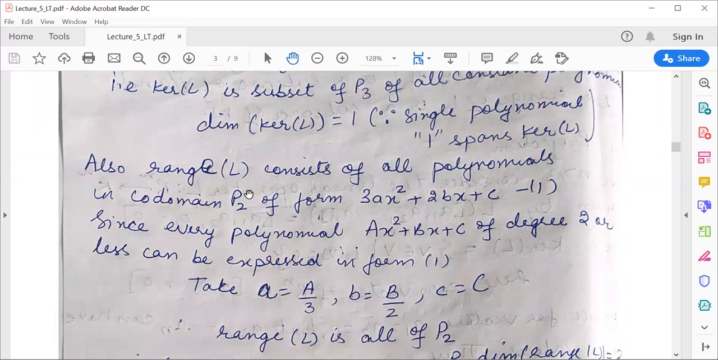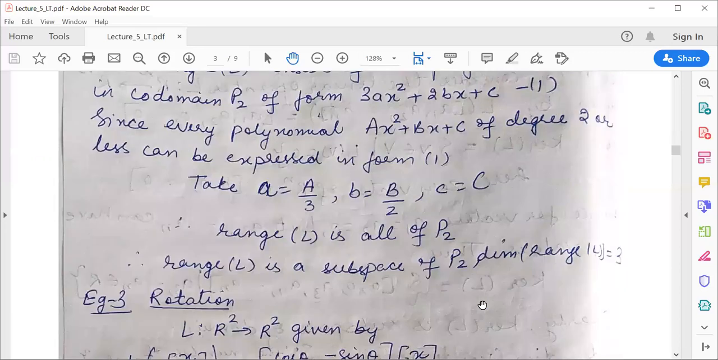Second is the range of L. The range of L consists of all polynomials of the form 3ax square plus 2bx plus c, or in other form it can be written as ax square plus bx plus c. This is a polynomial of degree 2. If I compare the first with this, I can say that small a is equal to a by 3, small b is equal to b by 2, small c is equal to c. So basically the range of L is all of P2, or you can say this is a subspace of P2.